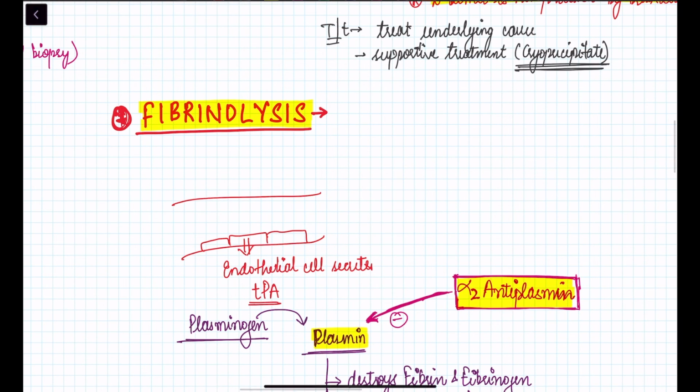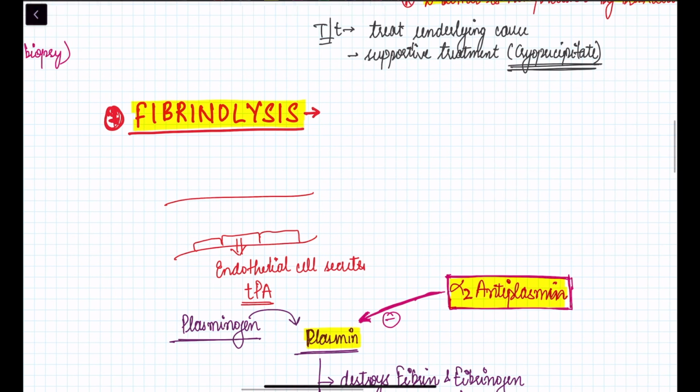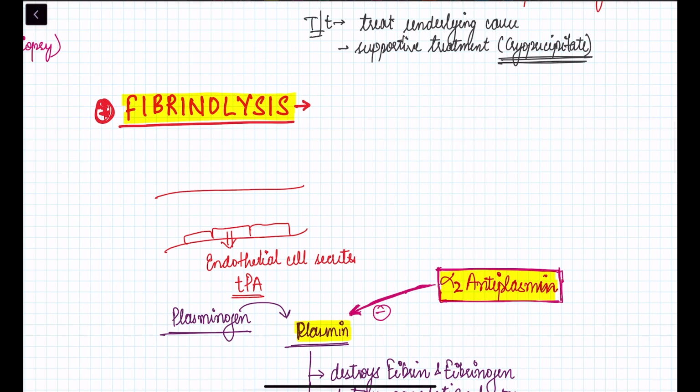So fibrinolysis is important as when there is a vessel injury, we had primary hemostasis, then secondary hemostasis. So we formed a platelet dense plug after secondary hemostasis, and the vessel wall repair begins. Now that is the time when the vessel has already been repaired, and that clot is no longer required.